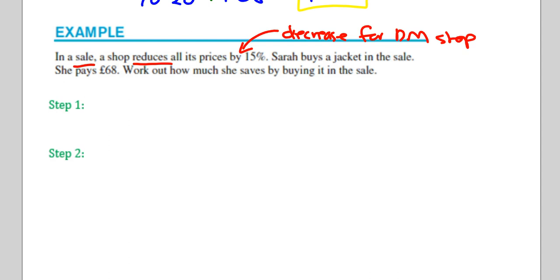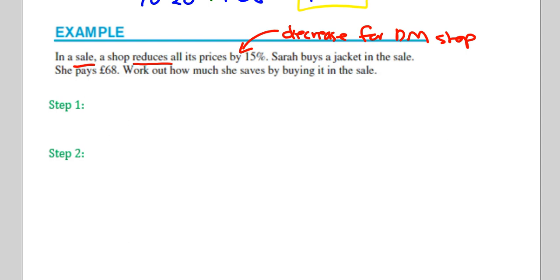And then she pays $68. Work out how much she saves by buying it in the sale. This is interesting. It's a little bit more complicated. So the $68, would you say that's the final value that she pays? No. Does that one include the 15% off? So it's in a sale and I buy it. So it's a 15% off sale. And when I go to the register, I pay $68. Yeah, that's the final thing. If it's 15% off, you don't pay the 68 originally. Good question.